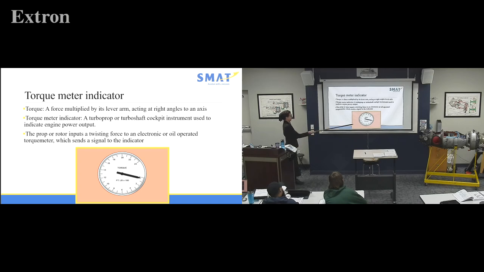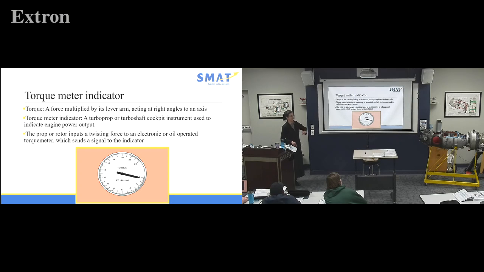The torque meter indicator is a turboprop or turboshaft cockpit instrument used to indicate engine power output. Because a prop or helicopter rotor puts a twisting force onto the shaft, an electronic or oil-operated torque meter, which it is in the PT6, sends a signal appropriately to the torque meter. When we do the runs, you'll see what that one shows and the difference.